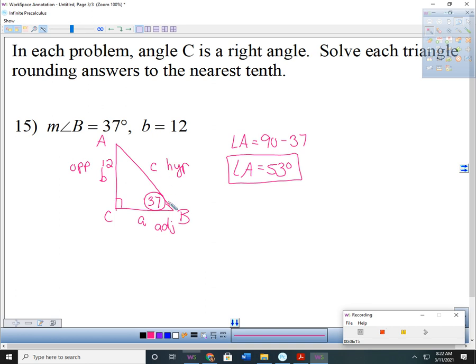So if I want to find the adjacent side, I would have to use the side that I have, which is the opposite side, and then the adjacent side. So that would be tangent. So tangent of 37 is equal to the opposite side over the adjacent side. And I have to get that A off the bottom, so I'm going to multiply by A.